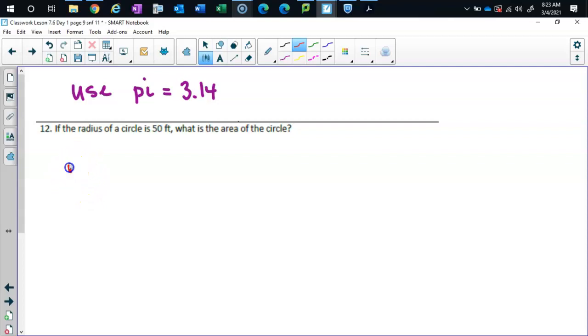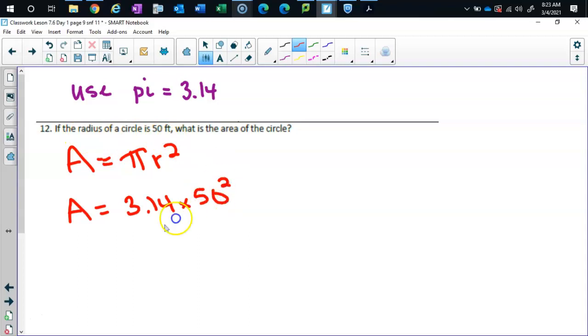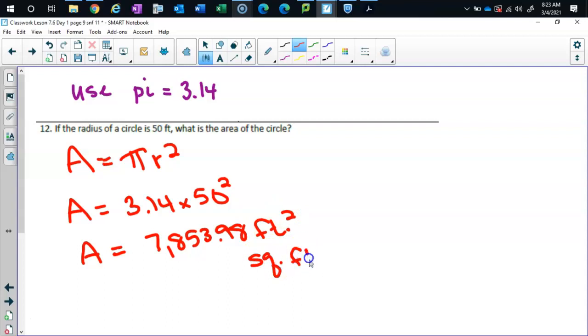All right, what you should have done, area equals pi r squared. We are going to use 3.14 for pi. So 3.14 times, this is the radius. Radius is 50, so times 50 squared. When you punch that into your calculator, you are going to get 7,853.98 square feet. And you would type it in like this, square feet.